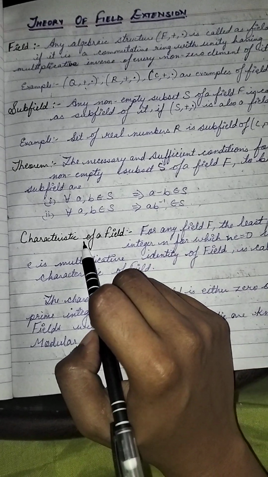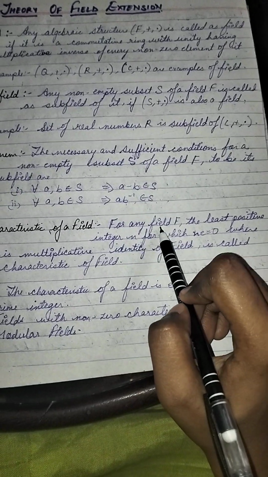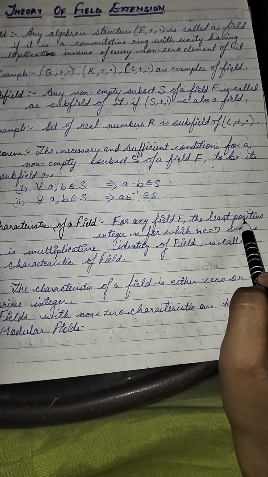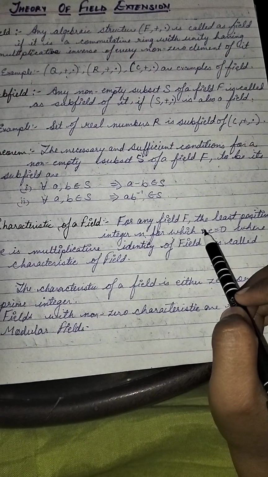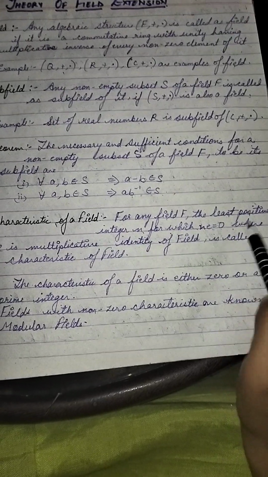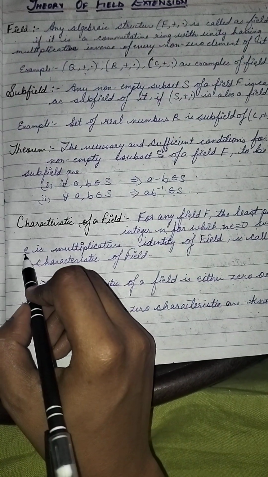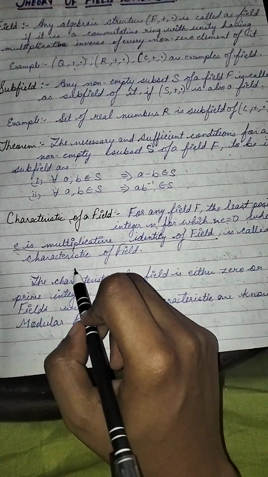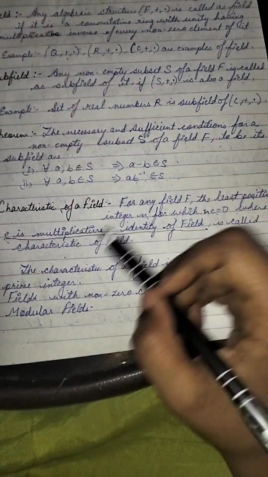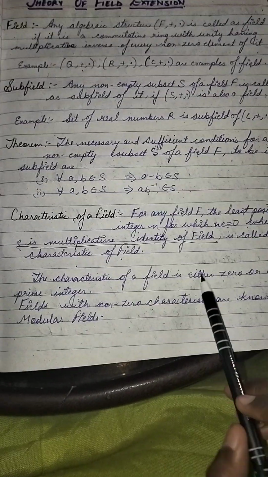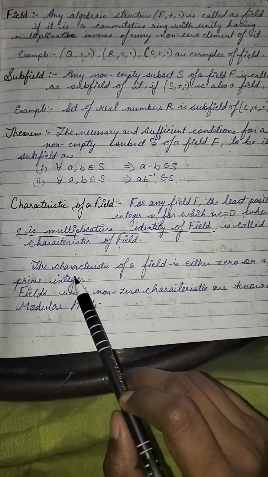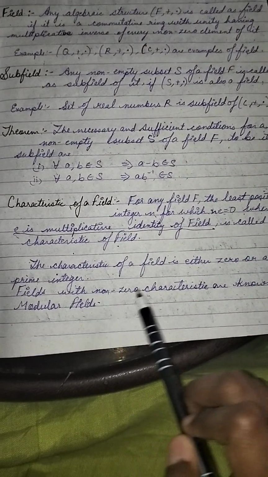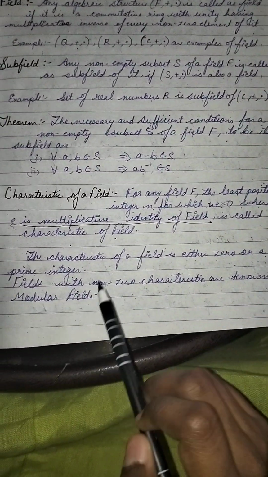Now what is the characteristic of a field? For any field F, the least positive integer n for which n e equals 0, where e is the multiplicative identity of the field, is called the characteristic of the field. The characteristic of a field is either 0 or a prime integer. Fields with non-zero characteristic are known as modular fields.